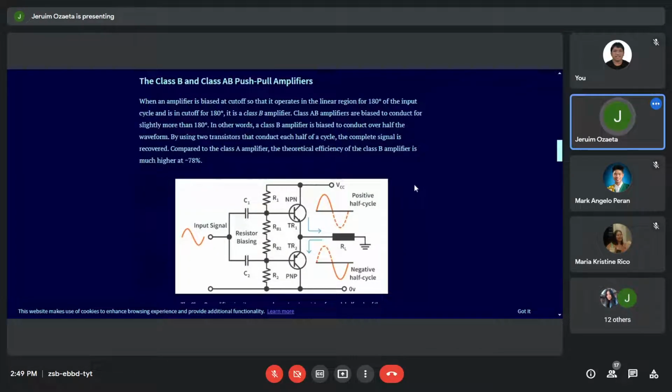Now, let's say class B. In this case, you see there are two transistors now, which is a pair of transistors in series with each other, so that the collector of the NPN is connected to the VCC, and then the emitter is connected to the emitter of the other. So both emitters are connected.